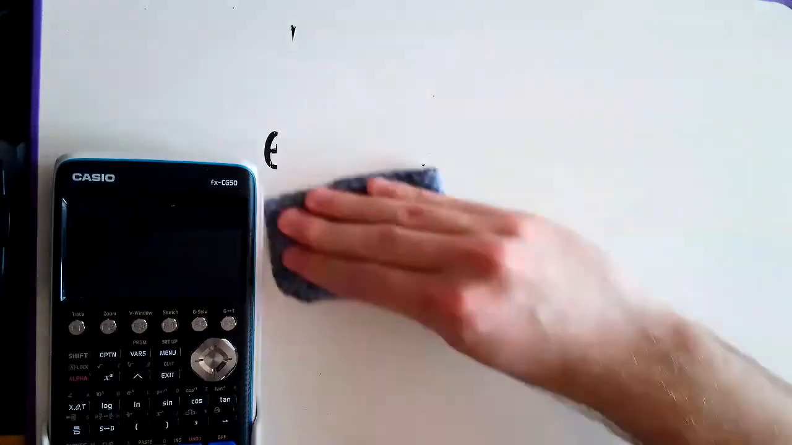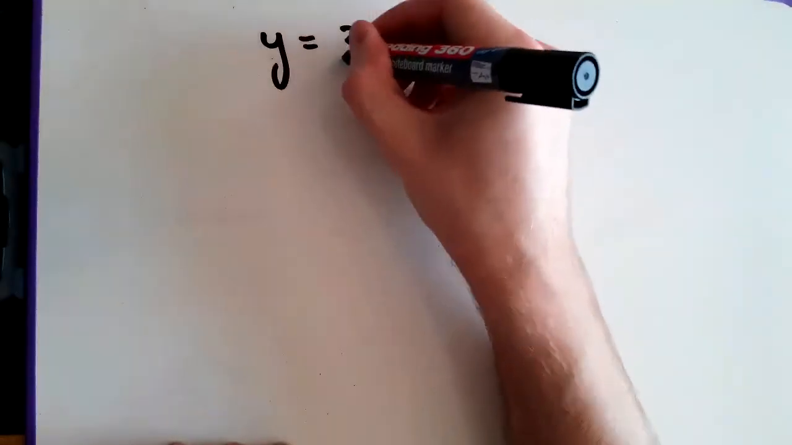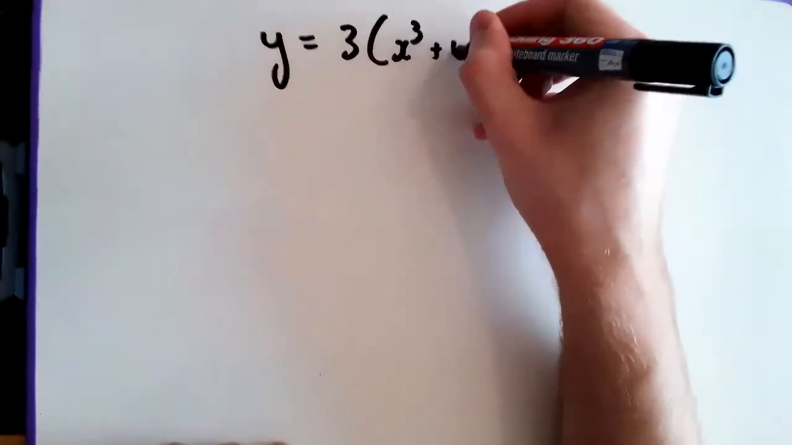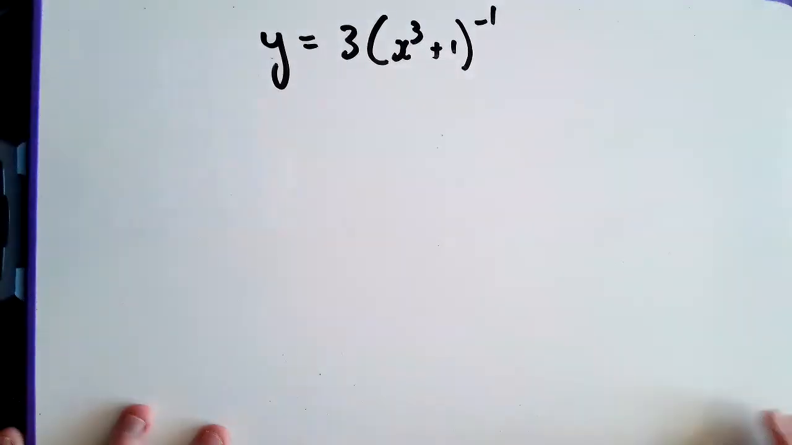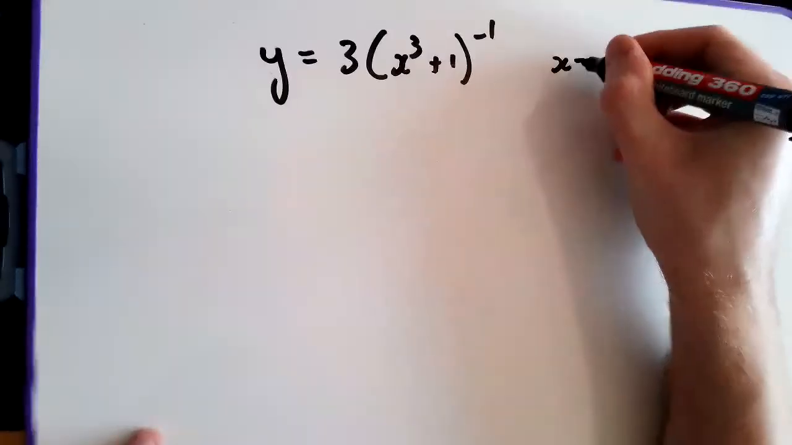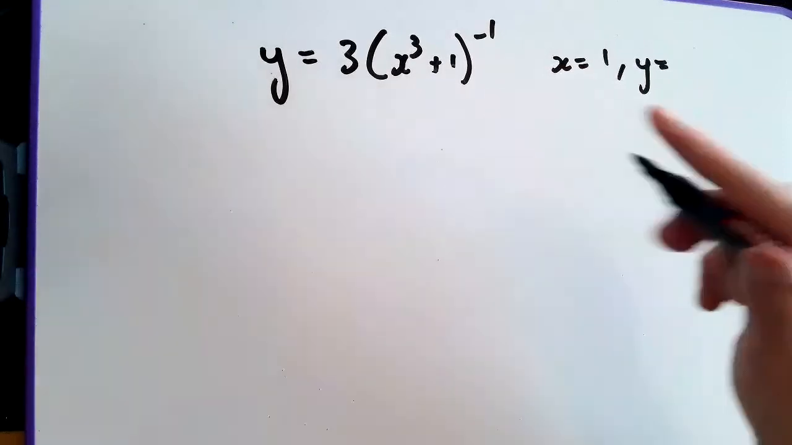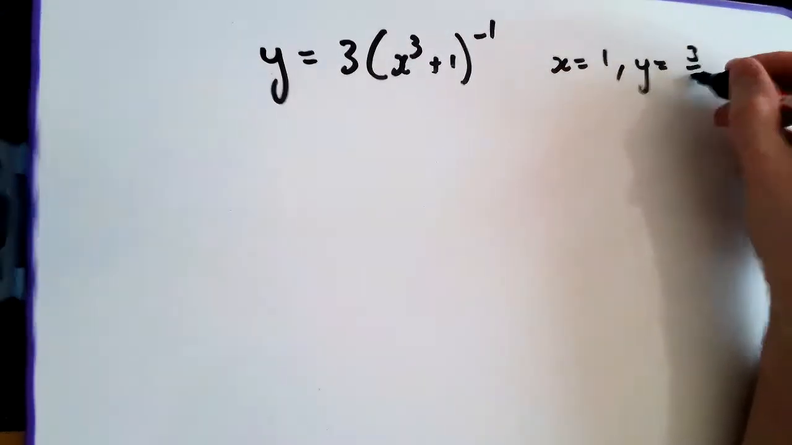Second one. So find the equation of the normal to the curve, I'm going to rewrite it as 3 times (x cubed plus 1) with minus 1 as the power. And we know that x is 1, so straight away I'm going to sub x is 1 into there to get y is 3 over 2.